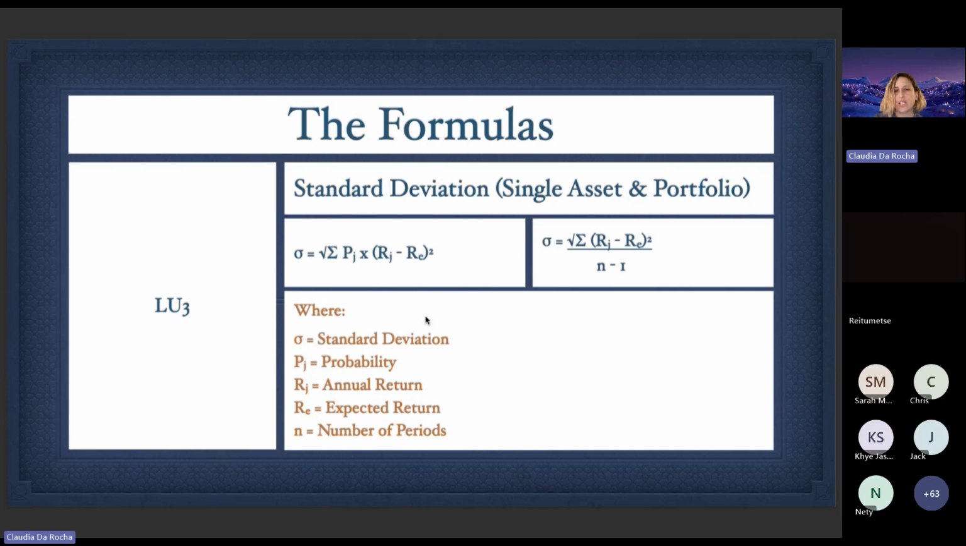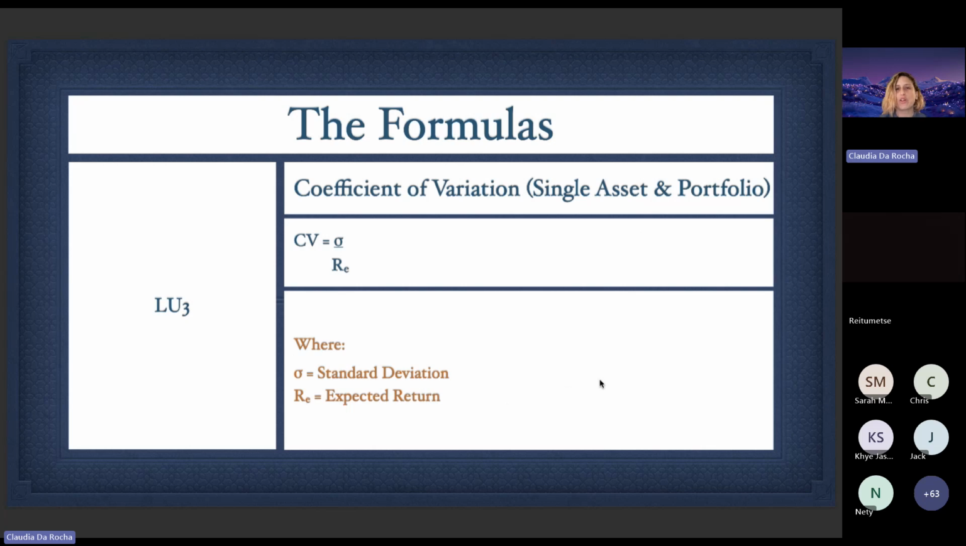As I said, standard deviation is calculating the risk on your asset and your portfolio of assets. Then we have coefficient of variation. This is the same formula for both a single asset and a portfolio of assets. It is your sigma, or standard deviation, over your expected return. So this is quite a simple one to remember, and again it also indicates risk.